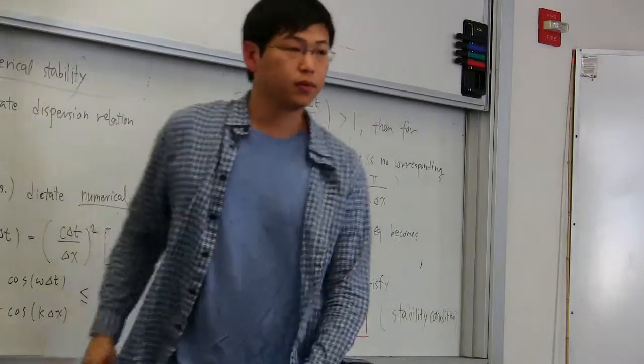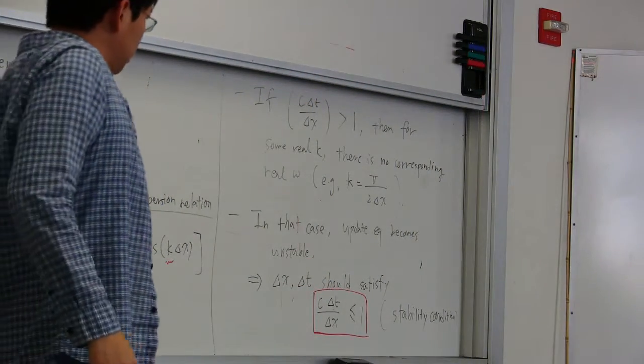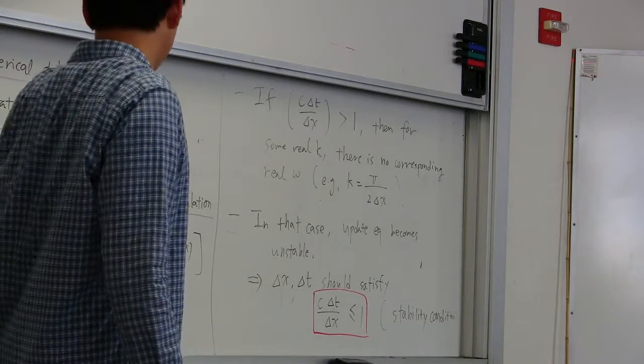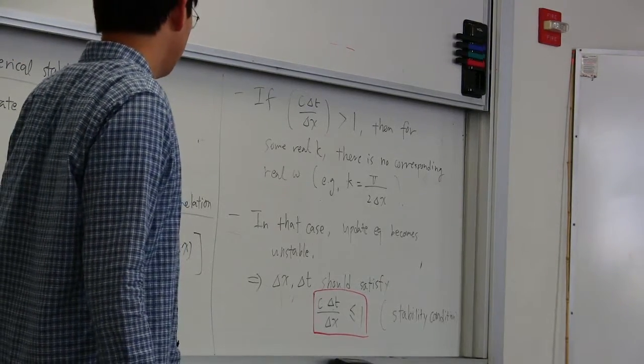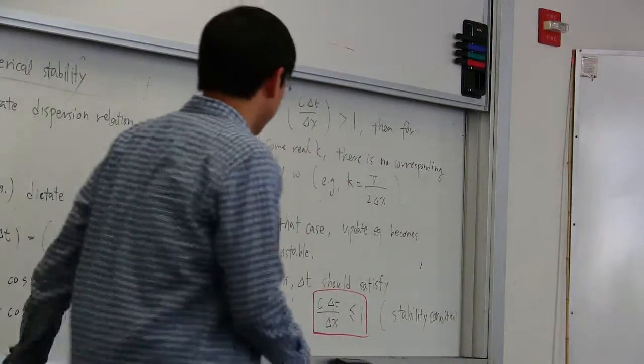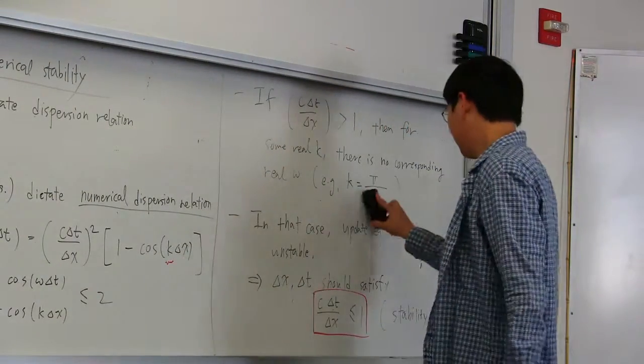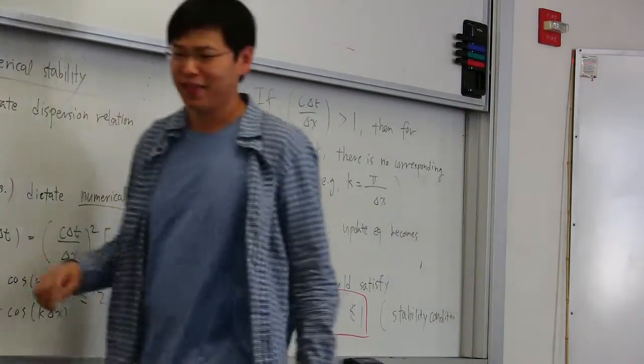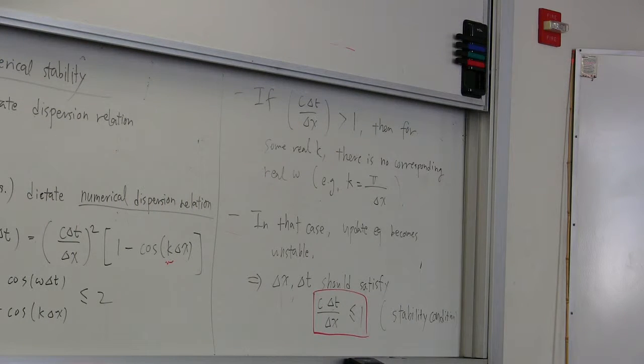So if this k equals pi over delta x, not 2 times delta x. Because, oh yeah, sorry. Yeah. Thank you. I'll show you what happens if the stability condition is not satisfied.